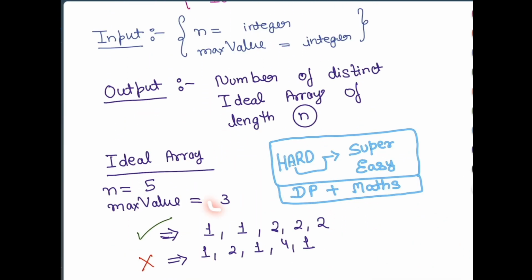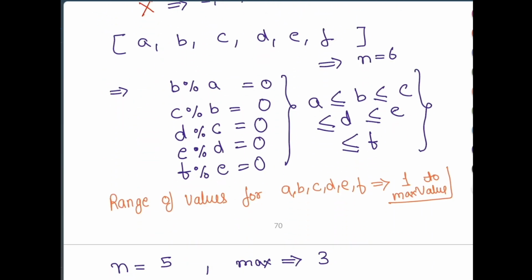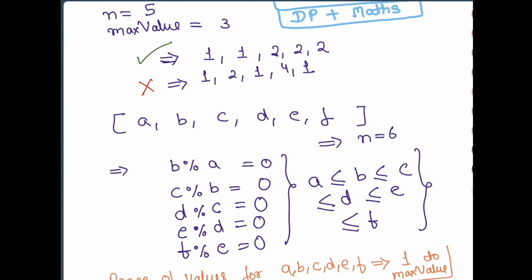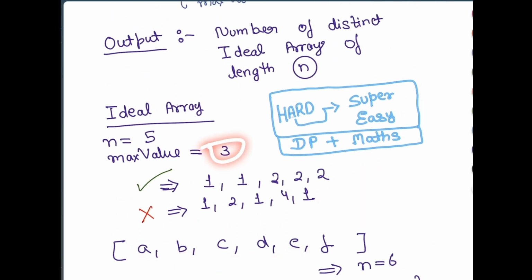For example, if the max value is 3, the ideal array should have a range of values from 1 to max value, so it should be 1 to 3, right? So every element can either be 1, 2 or 3. So there are 3 possibilities for all the elements. So 3 multiplied by 3, 6 times, right? So this is actually 3 to the power 6. That is 3 to the power n.